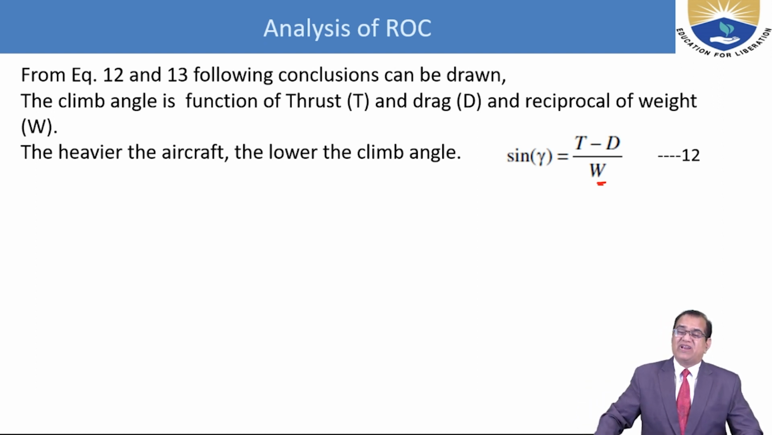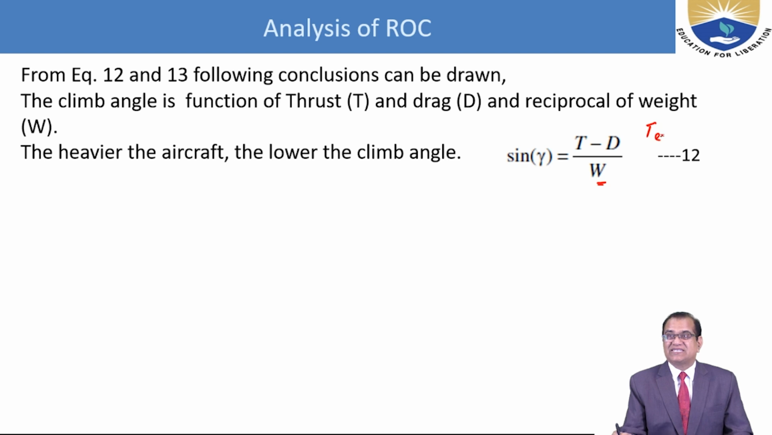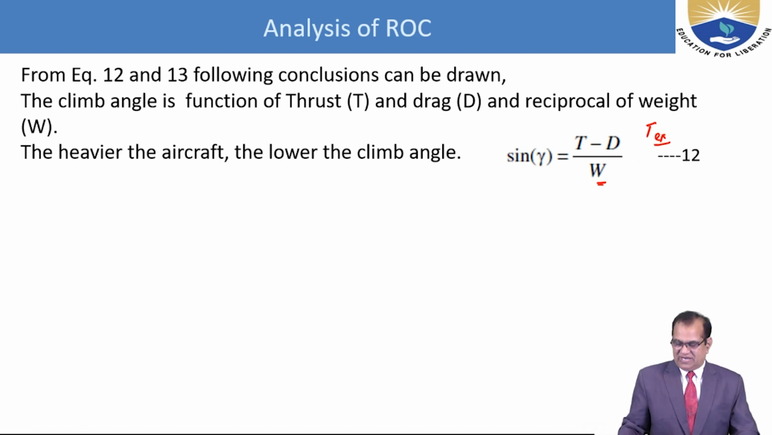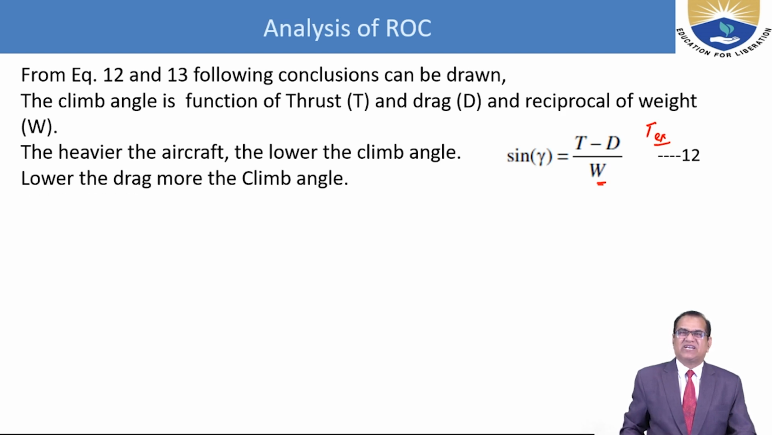So we should make our aircraft lighter so that the climb angle can be increased, and the difference between thrust available and thrust required should also be more. Excess thrust should be high. The heavier the aircraft, the lower the climb angle. It is the weight factor. The lower the drag, the more the climb angle. The lower the drag, the higher T minus D, or excess thrust, will be.